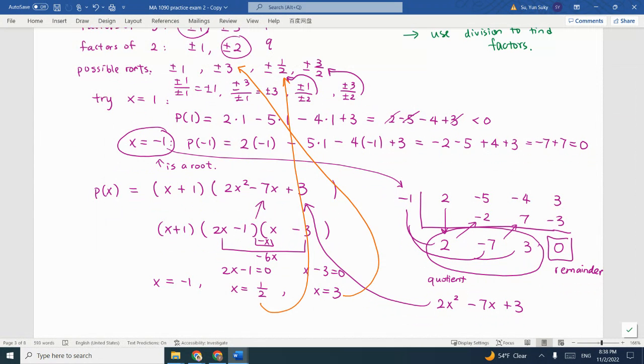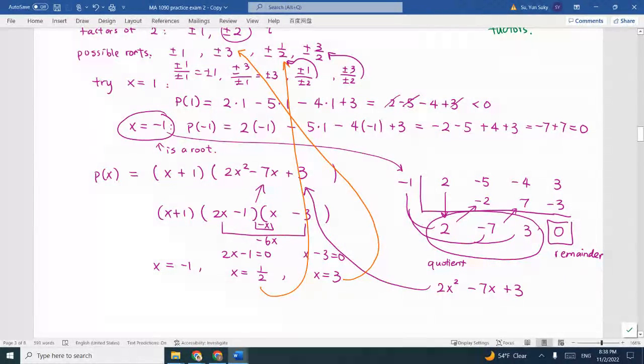But in your exam, you might not have all rational roots. You might have irrational roots, or you might have complex roots. Okay? So therefore, remember the quadratic formula. Quadratic formula, what is that? Negative b plus or minus the square root of b squared minus 4ac, over 2a. You use this formula to find irrational roots and complex roots.